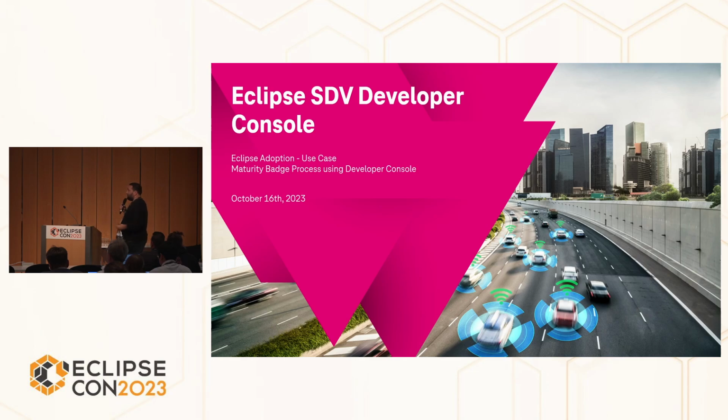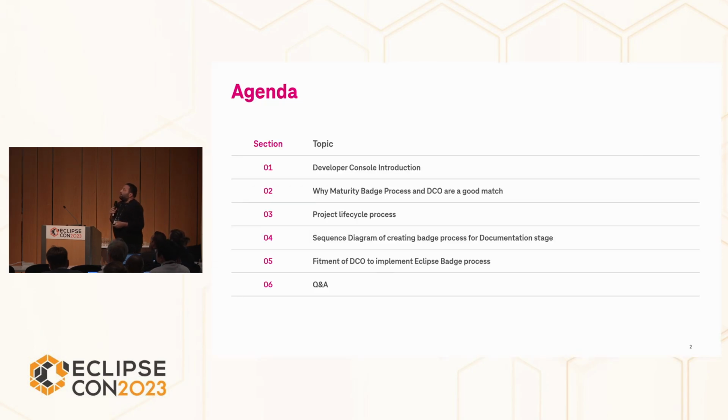So what I'm going to talk to you about today is not that much directly automotive related, but we're going to talk about the Eclipse maturity badge process. So there's an agenda for today. We will go through that step by step, quite quickly. I only have 15 minutes, right?